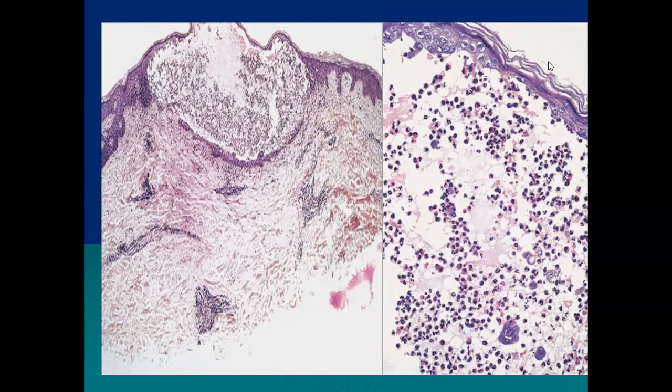Now, here in this picture, there is a large subcorneal split, but in addition to the split, you see these acantholytic cells and lots of neutrophils. So a subcorneal split with acantholytic cells and with neutrophils is a feature of IgA pemphigus. If you see the subcorneal split with lots of neutrophils but no acantholytic cells, then it will be subcorneal pustular dermatosis.